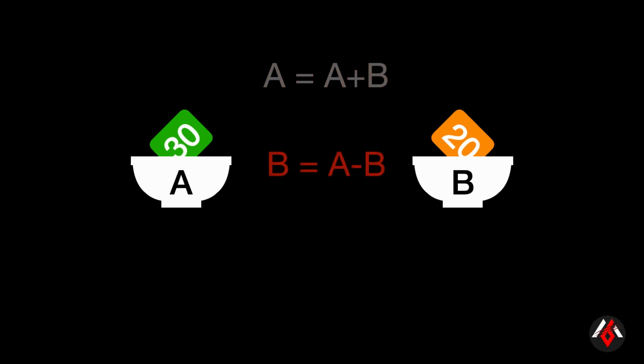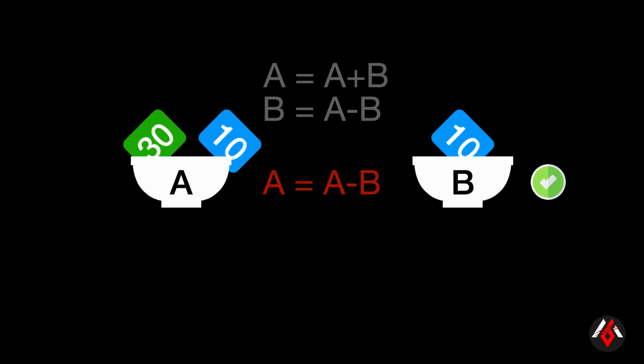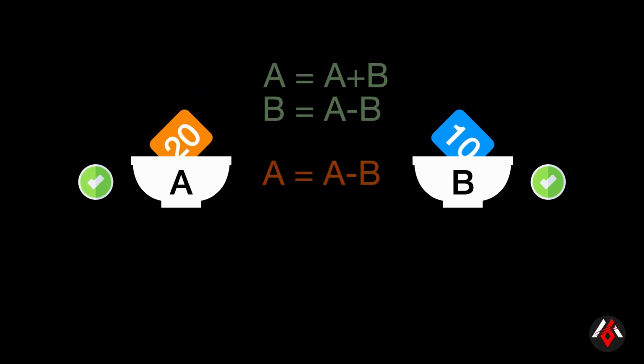Now let's subtract container B's value from container A's value and store it in container B. 30 minus 20, we get 10. We got the expected value in container B. Let's do the same process again, but this time store the result in container A instead of container B. 30 minus 10 is gonna be 20. Wow, we solved it. Now we know how to swap two numbers without using an additional container.